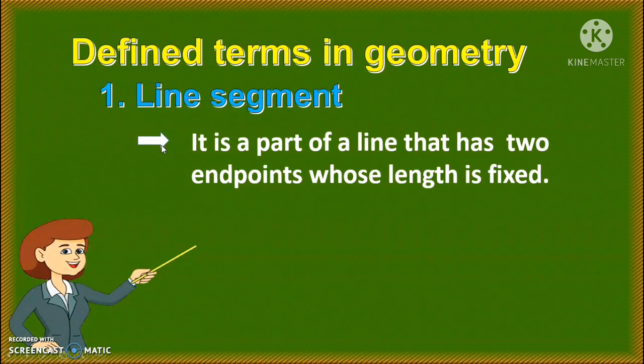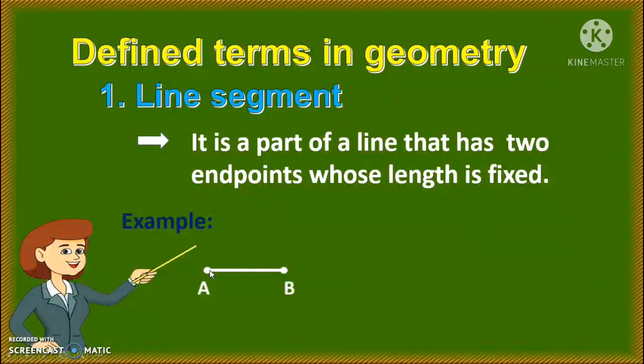Meron siyang 2 endpoints. Then, ito yung example natin. Ito yung line segment. Meron siyang 2 endpoints. Etong line segment ay hindi siya na-extend. Ang length niya is fixed. Fixed na tinatawag na hindi siya na-extend. Unlike sa line, mai-extend siya both directions kasi both ends niya ay arrowheads.